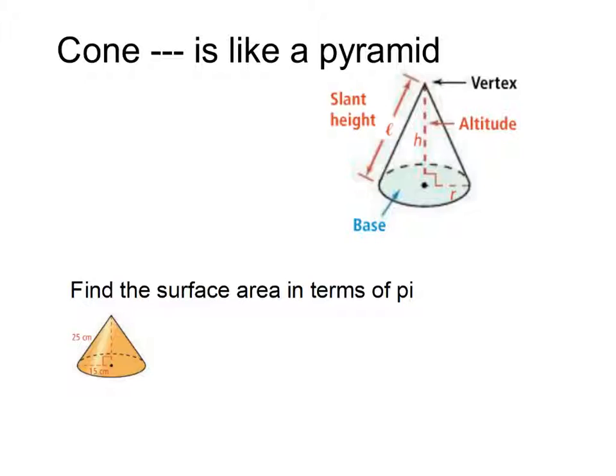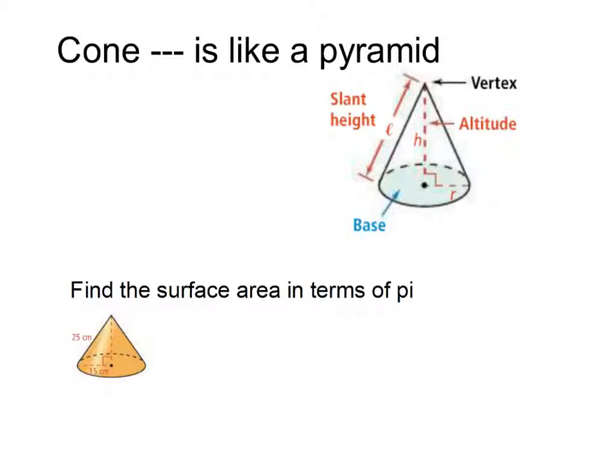A cone is the last thing, and it works just like the pyramid. It's just that we have special formulas for circle stuff. You still have a slant height. It's just down the side of the cone. You have an altitude or a height. That's a perpendicular measurement. You've got a circular base. And of course, you have a vertex up here, a radius, those kinds of things. This is find the surface area in terms of pi.